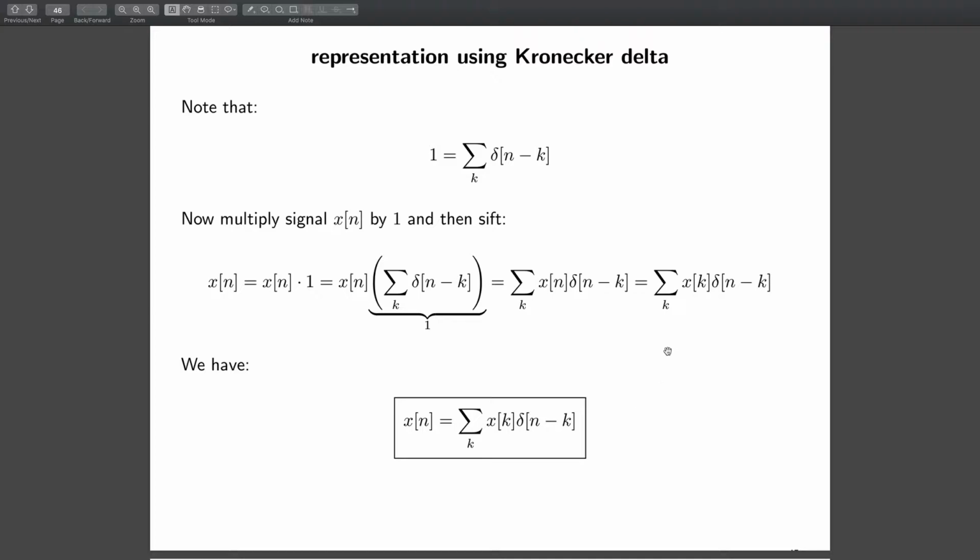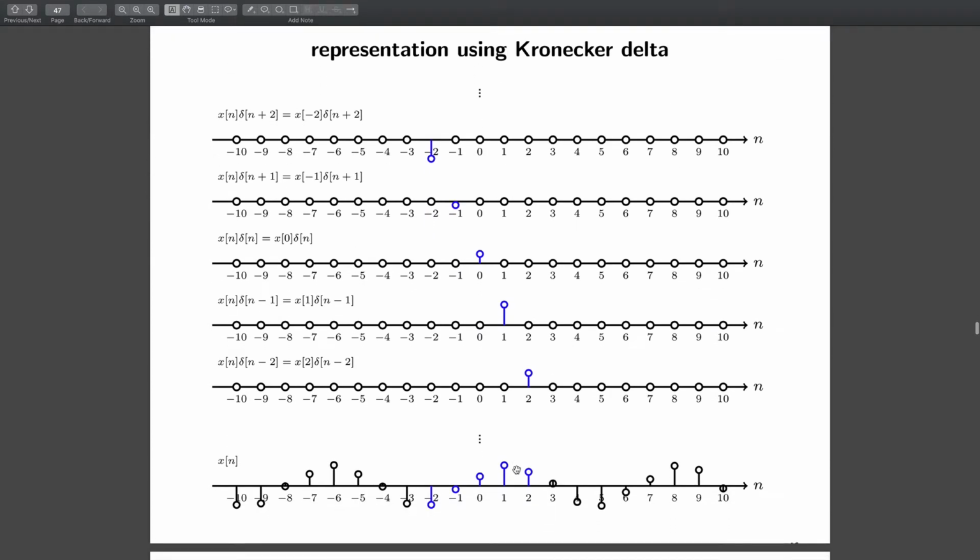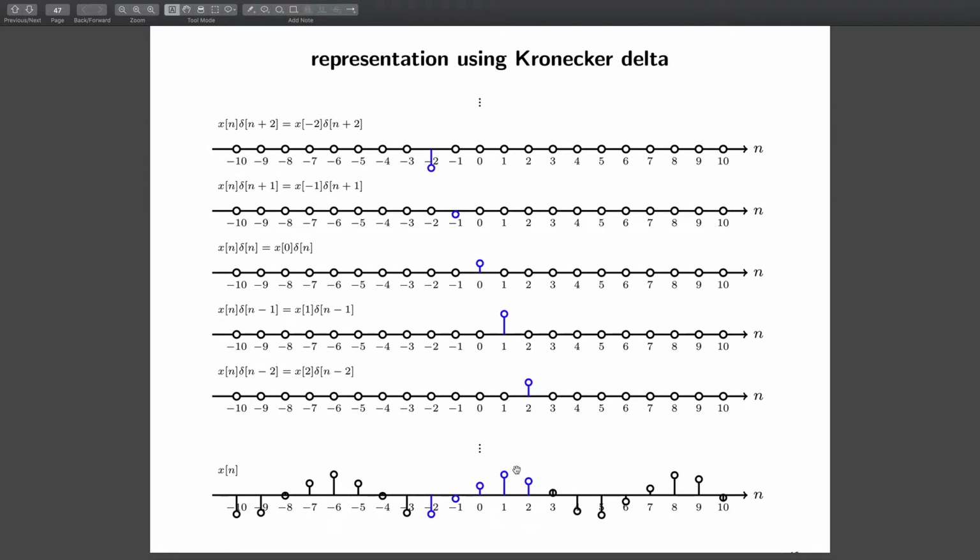And so we have this representation formula. x of n can be written as, you could think of this as a convolution, but now we're thinking of this differently. We're thinking of this as a representation of a signal x of n as the infinite summation of weighted delta functions. That's a new way to think about signals, and they're being represented by delta functions. Here's an example of that.